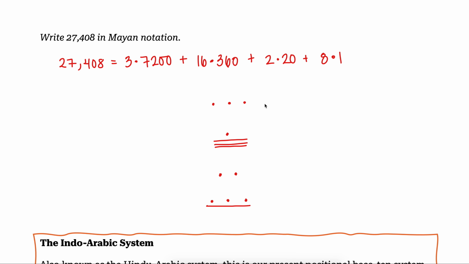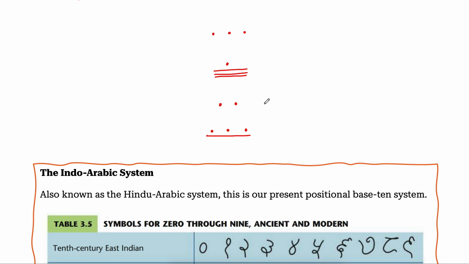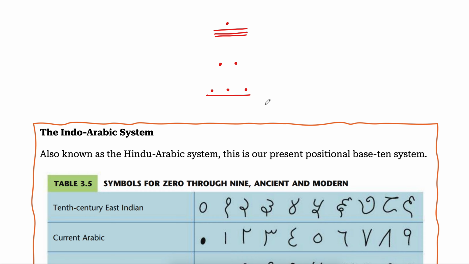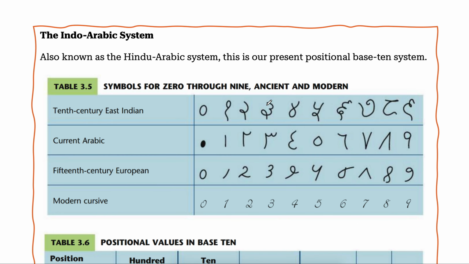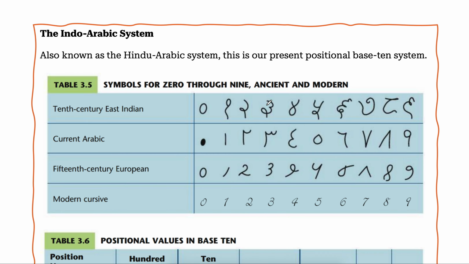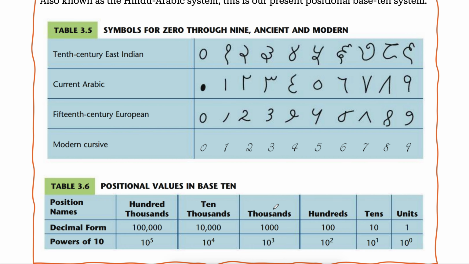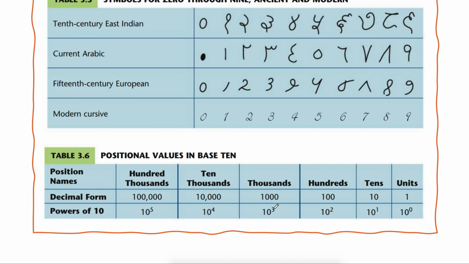And like I said, it makes you appreciate all the more our system. We use the Indo-Arabic or Hindu-Arabic system. And I have a table here that goes through a little bit of the history of where some of our numerals came from, just 0 through 9. And then obviously we have a base 10 system.